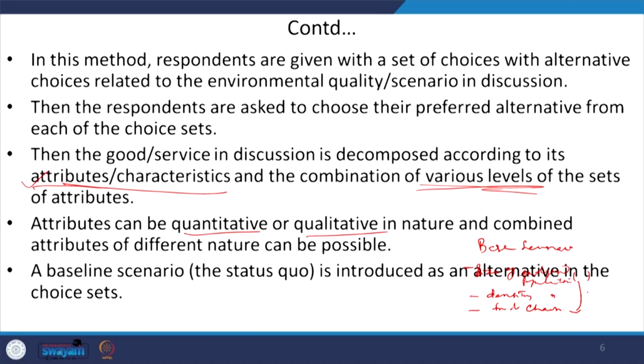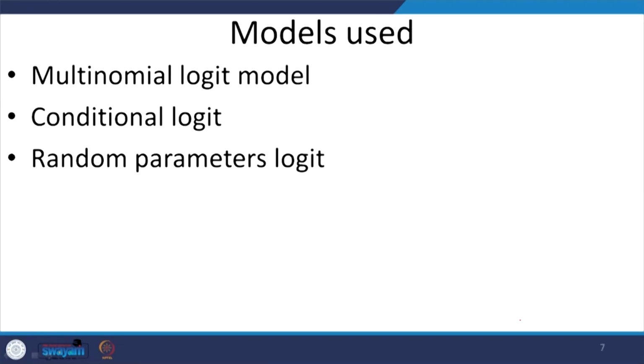And always remember that in understanding this choice experiment, we need to create the very original one, that is the status quo, which is also known as the baseline scenario. What is there originally right now? And we are comparing this originality with some hypothetical scenarios that could be done if some intervention is there. So, for that reason, this status quo is introduced as an alternative in the choice sets that we are creating.